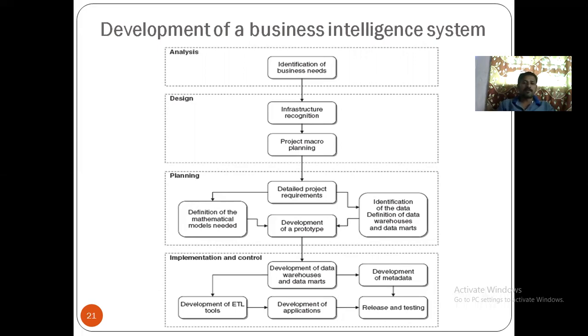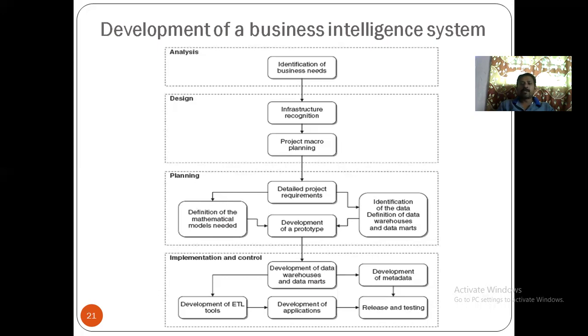And the last, final phase is implementation and control. So, development of data warehouses and data marts using different approaches. There are mostly three approaches: the top-down approach, the bottom-up approach, and the mixed approach. We develop a data warehouse architecture as per that approach.